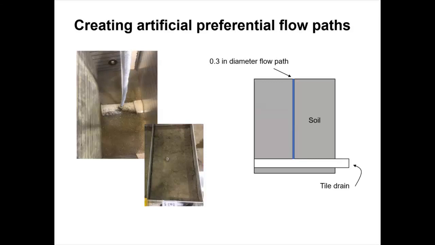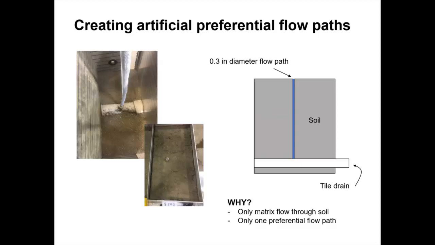So again, we went to the lab. We created artificial wormholes. This is a picture of inside a box. You can see our tile drain on the bottom. And this is a wormhole that we created with some mesh. I say this is the wormhole for the worm who's preparing for doomsday, right? So is this real? No, it's not real. It doesn't even come close to reality, but it's a way to study it.